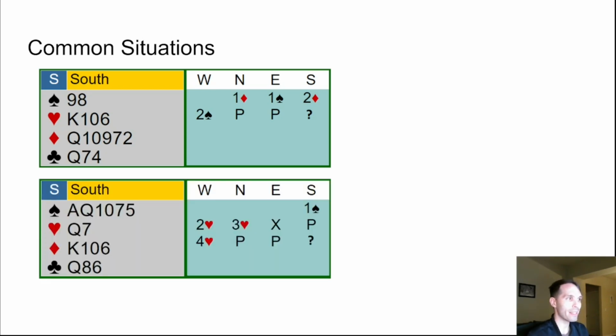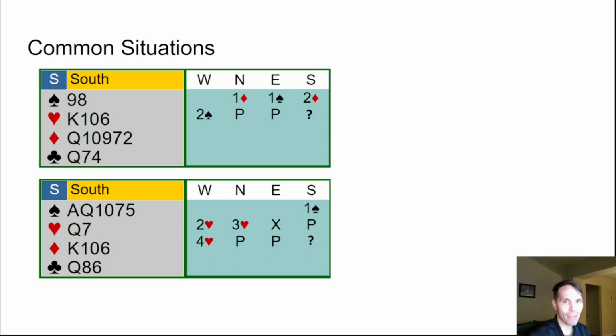Another one would be this, where now rather than making a part score decision, you're making a decision at the game level. This time you've opened a spade with your 13 count. They overcall 2 hearts. Your partner makes a limit raise, and they get into the 4 heart contract. And it's back to you. You have to make a choice.